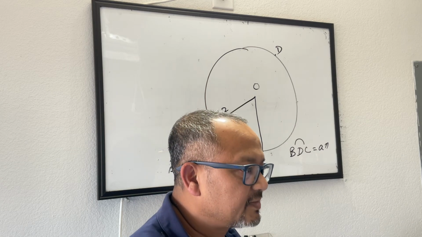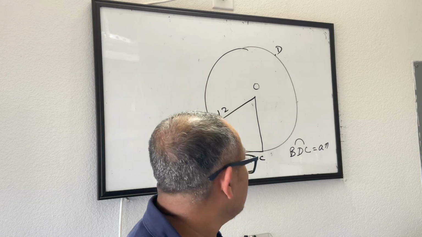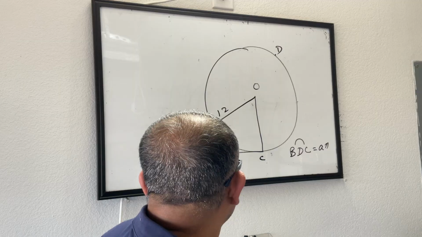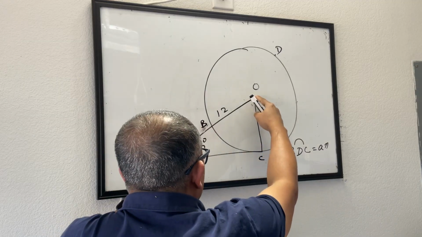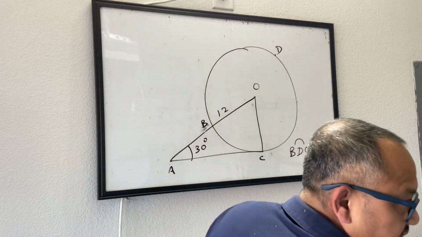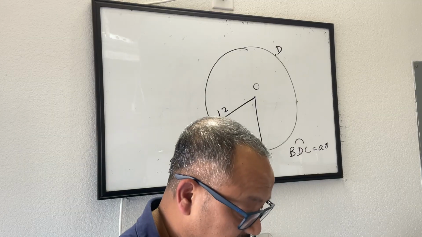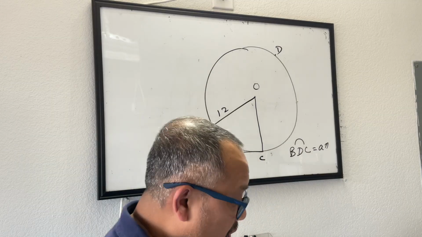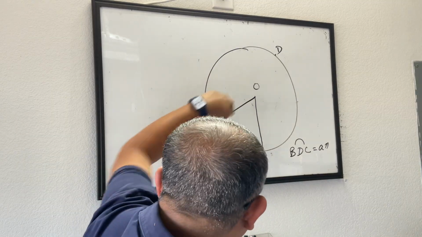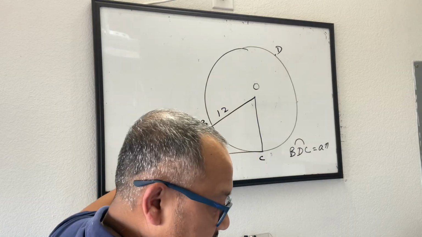Is AO 12 or is it BO? AO, right? AO is 12. That's what is given to us. Let me just make sure that I'm not reading the question incorrectly. OA is 12. That's what is given.